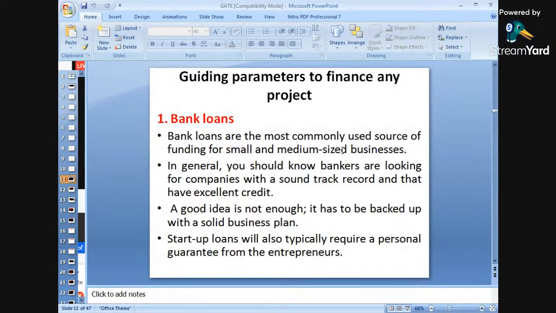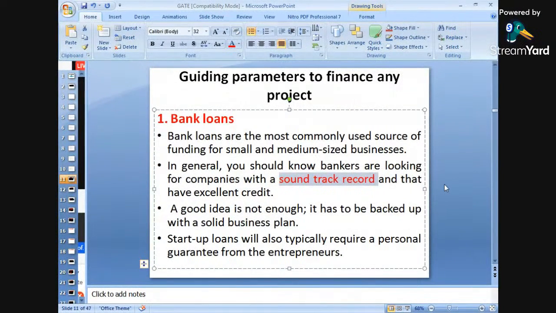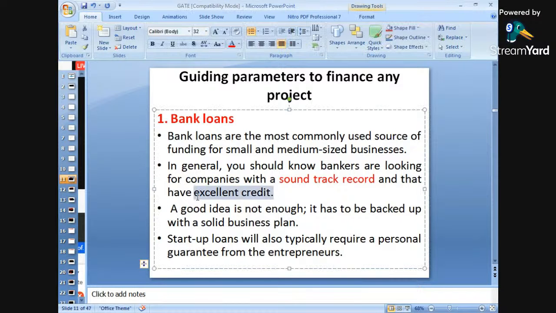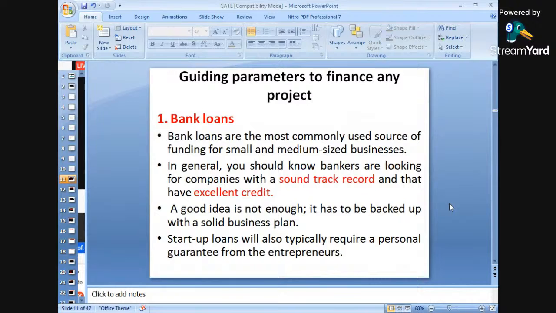Bank loans are the most commonly used source of funding for small and medium-sized businesses. In general, you should know bankers are looking for companies with a sound track record. It means the record of the company should be sound, so that the lenders or bankers are ready to give the amount required for construction of particular structures. So the track record should be sound, with excellent credit. The record of the contractors should be sound, so that the amount can be financed by the different banks.